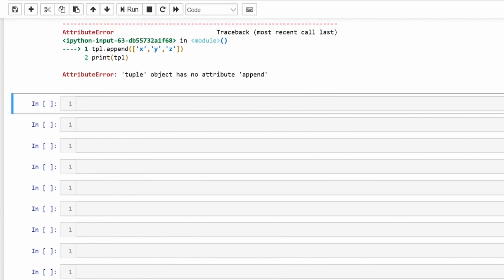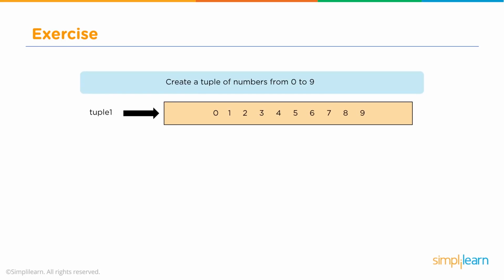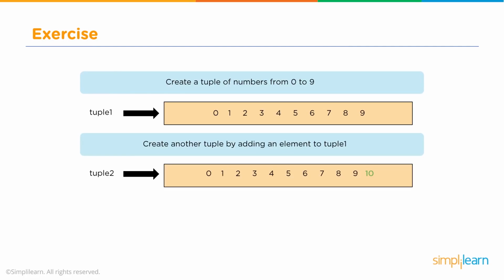We'll quickly now have a very short exercise where we'll recall some of the concepts that we previously saw in this video. So what is this exercise that we're planning on doing? We'll initially create a tuple which has the digits from 0 up till 9 called tuple 1, and then we'll create another tuple by adding an element to this tuple 1. So we are not adding an element to tuple 1 and modifying the original tuple, but we are creating another tuple using the elements in tuple 1 and adding another to it.